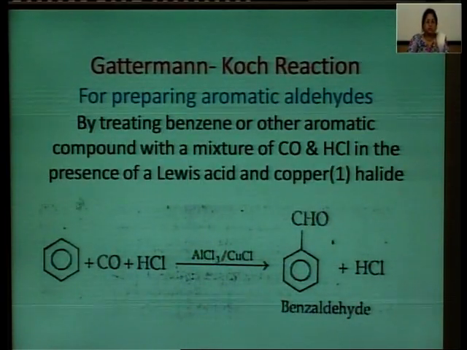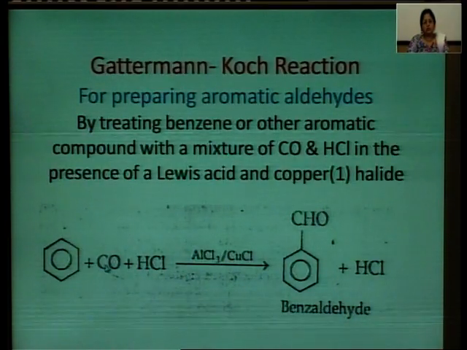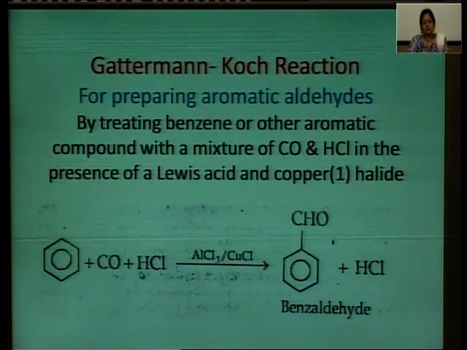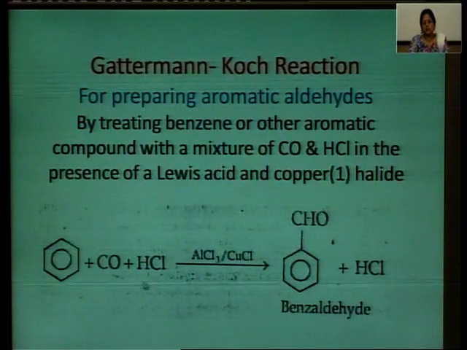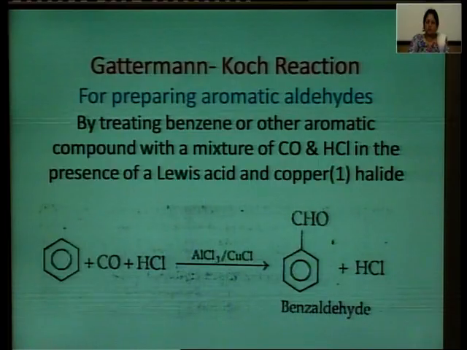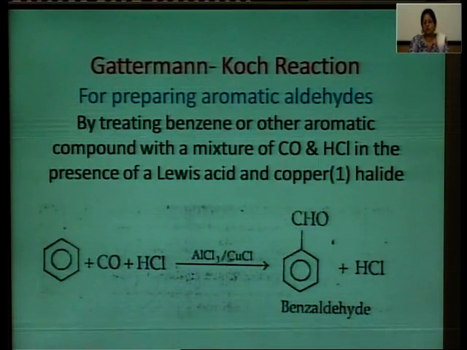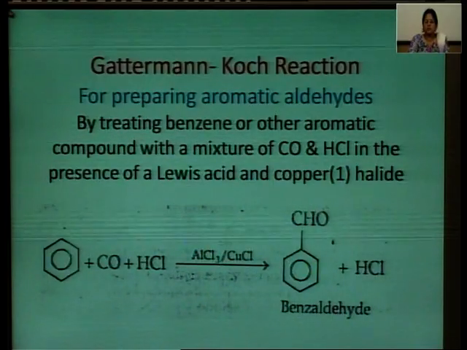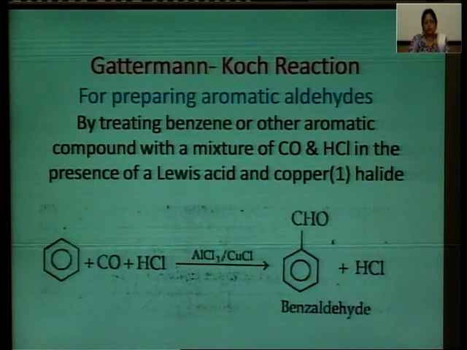In this method, we treat benzene or other aromatic compound with a mixture of carbon monoxide and HCl in the presence of a Lewis acid like aluminium chloride and copper 1 halide like cuprous halide. So, a mixture of benzene, carbon monoxide and HCl when treated with a Lewis acid like aluminium chloride and cuprous halide or cuprous chloride, it forms the benzaldehyde plus HCl. So, Gattermann-Koch reaction is used for the synthesis of the aromatic aldehydes.